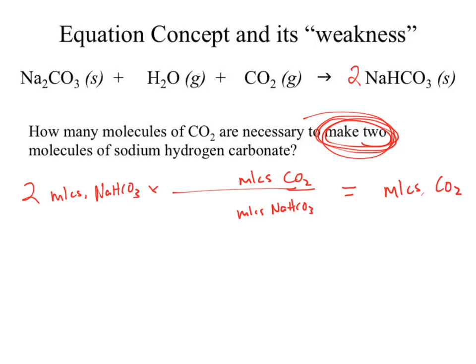Okay. Now that our equation's balanced, what do we need to do? We go back to our question. We need to convert molecules of sodium hydrogen carbonate into molecules of CO2. What number needs to show up in front of those? What number shows up in front of sodium hydrogen carbonate in the equation? Guess what number shows up in front of it in the calculation? What number shows up in front of CO2? What number needs to show up?